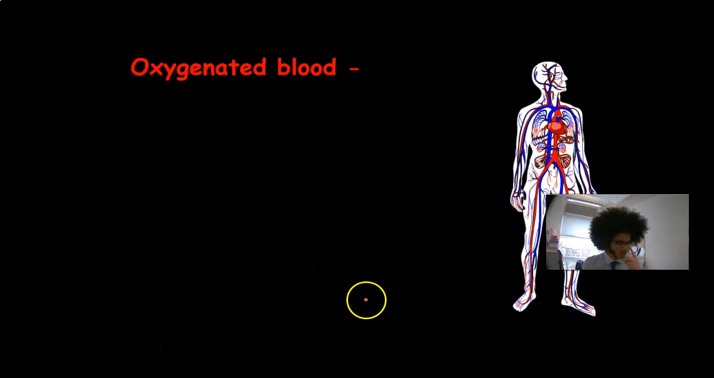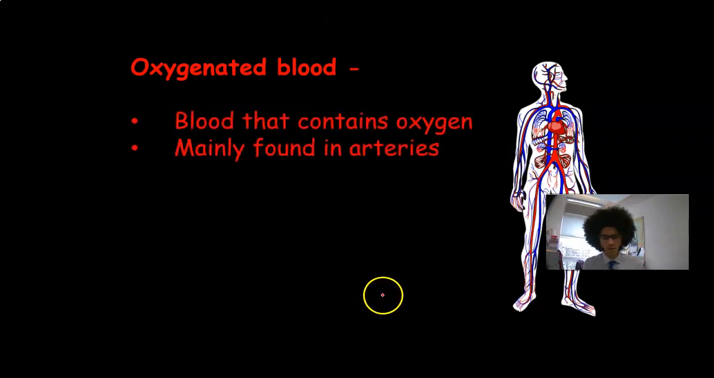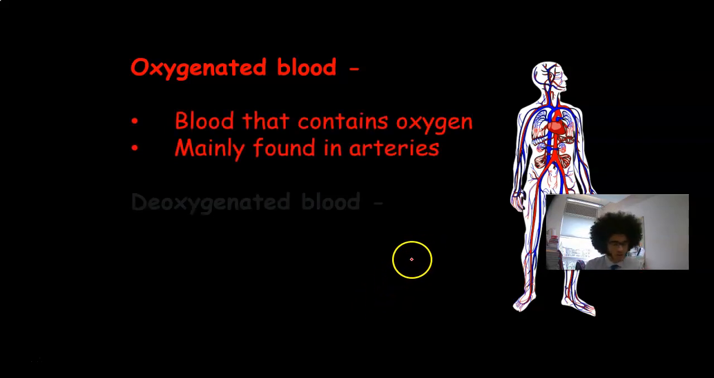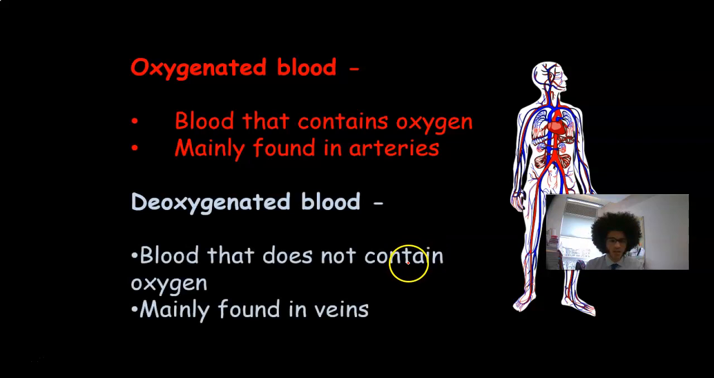Now, just to go through some terms which I've used in that previous slide. Oxygenated blood is blood that is carrying oxygen, and it's mainly found in arteries. Deoxygenated blood is blood that doesn't contain oxygen, and it's mainly found in veins, not exclusively, but just mainly. So just be really careful about that distinction. The key definition here is deoxygenated blood doesn't carry oxygen, but oxygenated blood does. That's the main thing I want you to pick up from that.